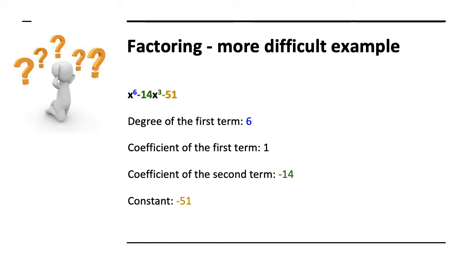First of all, you should recognize the expression is a trinomial. The degree to which our first term is raised is 6 with a coefficient of 1. The second term has a coefficient of negative 14 and an x cubed. And finally, our constant is negative 51. While the degree of the polynomial is higher than that with which we are familiar, the properties of the expression allow us to treat it similarly to quadratics.